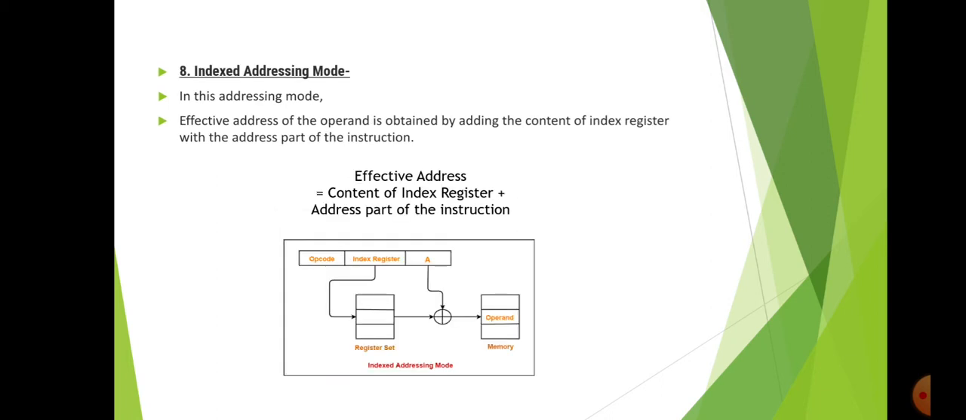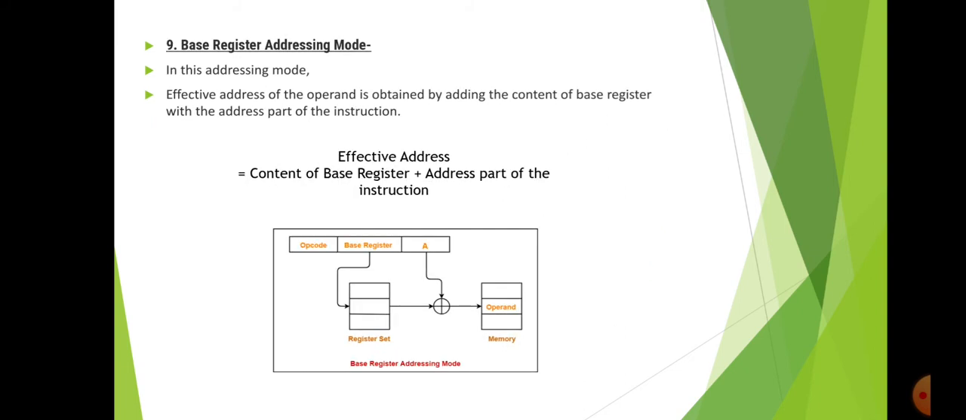Next, indexed addressing mode. In this addressing mode, the effective address of the operand is obtained by adding the content of the index register with the address part of the instruction. Effective address equals content of index register plus address part of the instruction.